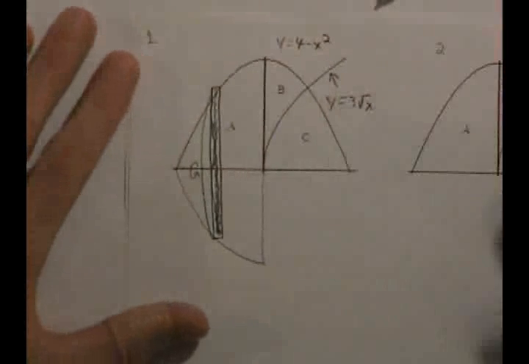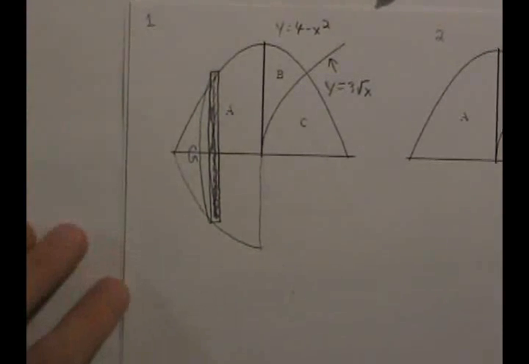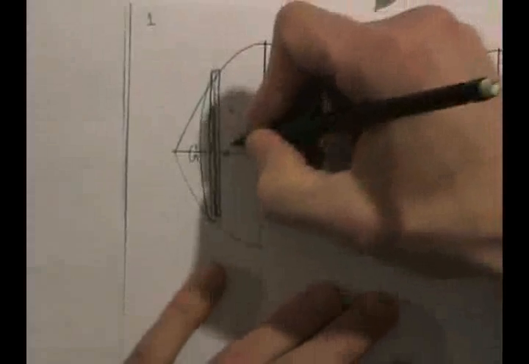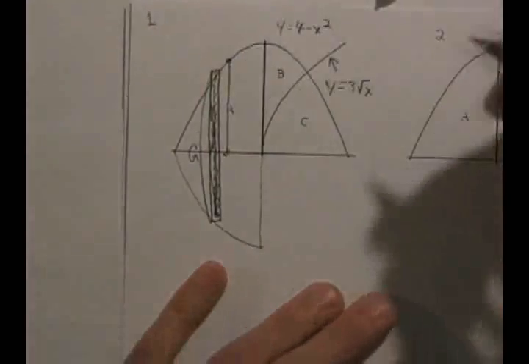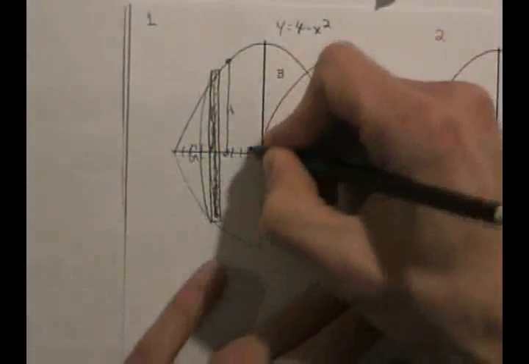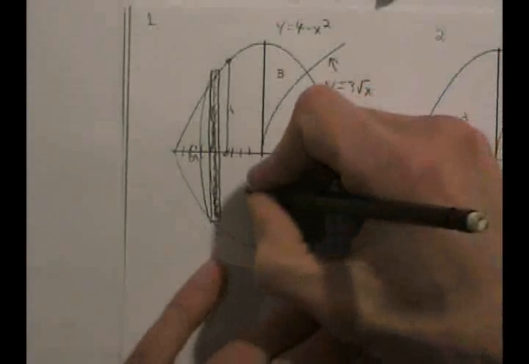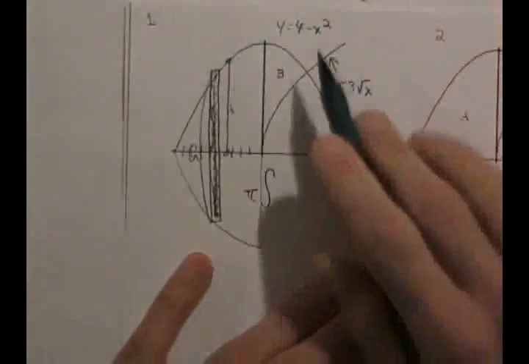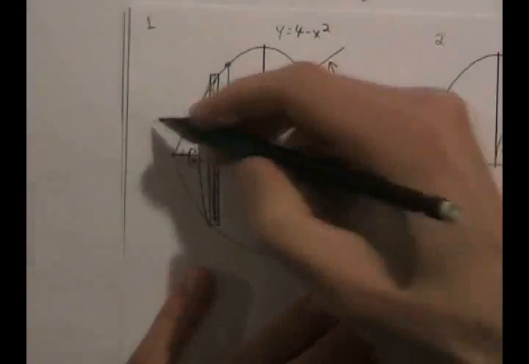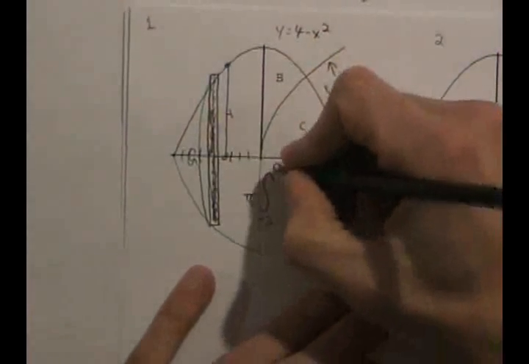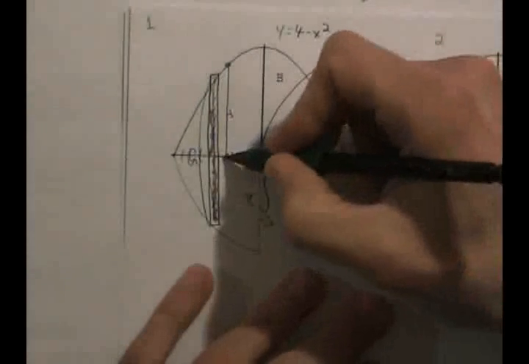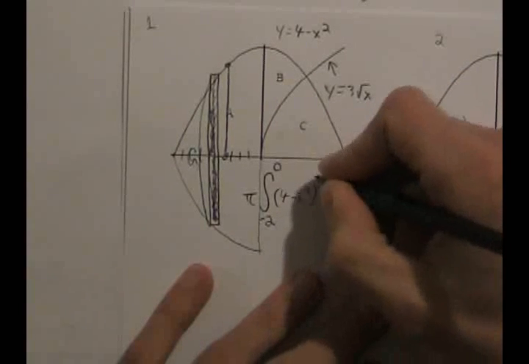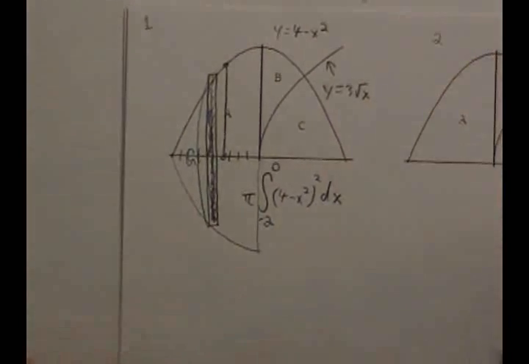So since the cross sections are discs, it's basically going to be pi r squared. We just need to model the radius of our discs. We're going to be integrating with respect to x because we're slicing it this way. And the integral we'll get will be pi times the integral. For x values, you find where this thing is 0, and that's at 2 and minus 2, so it'll be from minus 2 up to 0 of r squared, and the radius function is just the function itself. So 4 minus x squared, quantity squared, dx. That'll be the first one.